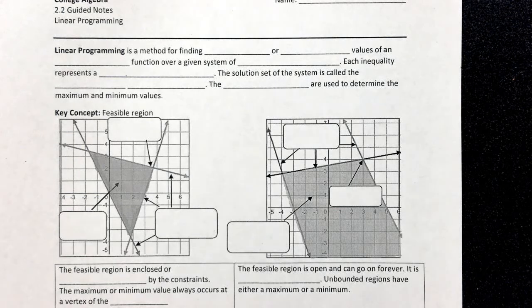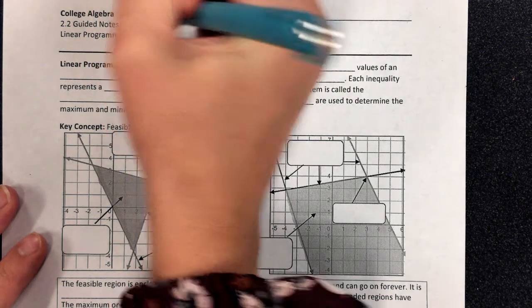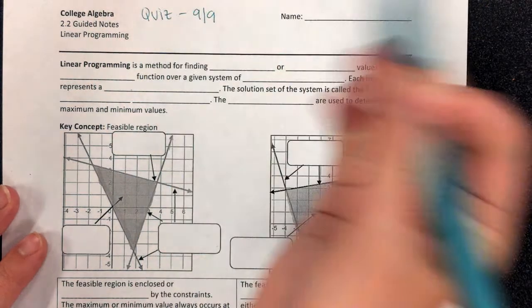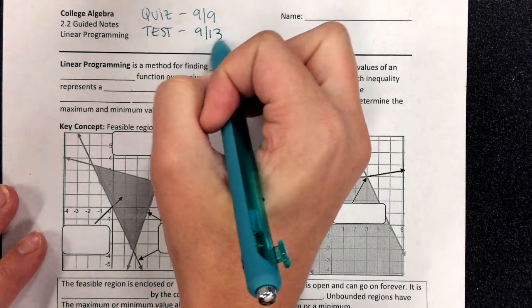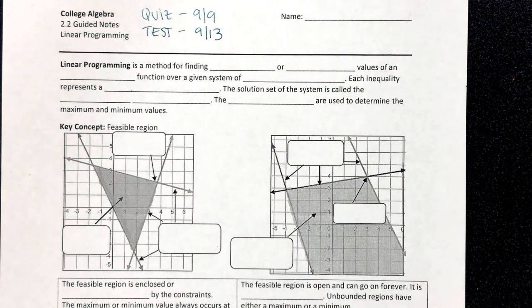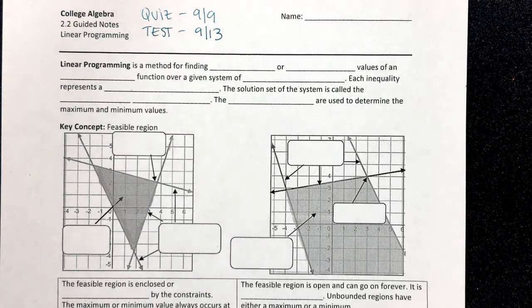All right, this is 2.2. You have a quiz on Thursday, and then you have a test on Monday. These are the only two things on your quiz and test, okay? So it should be a fairly short unit, a fairly simple one, hopefully.